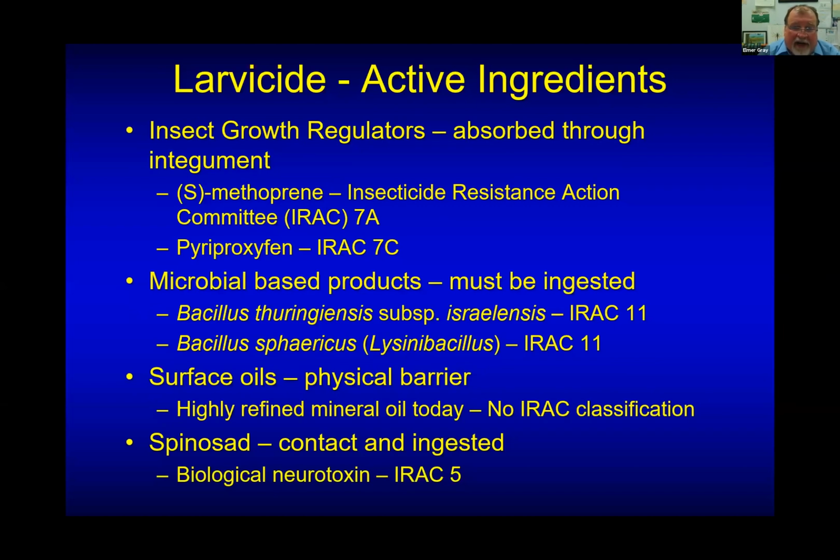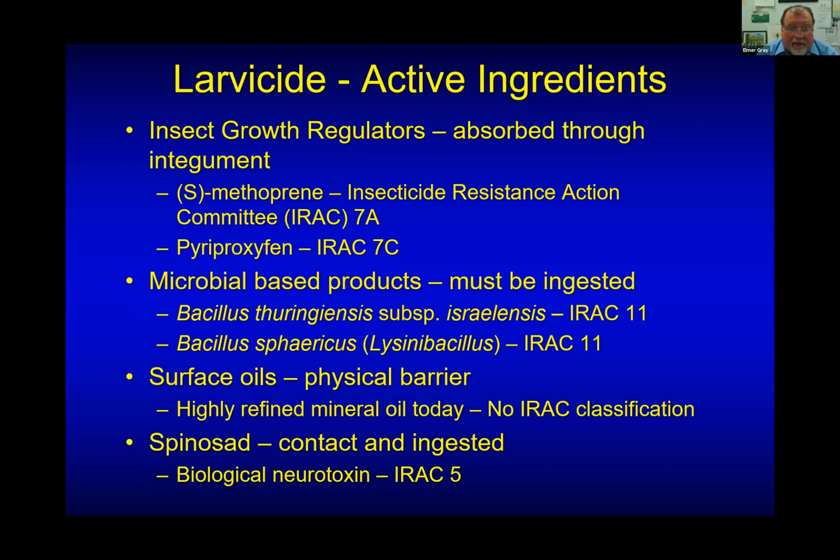The microbial products must be ingested. These are the proteins produced by the bacteria Bacillus thuringiensis subspecies israeliensis, and Bacillus sphaericus. Lysinibacillus is the new name. I think we've been through the nomenclature changes with mosquitoes, so this is just something to be aware of. I'm going to stick with Bacillus sphaericus moving forward. Most people are still most familiar with that.